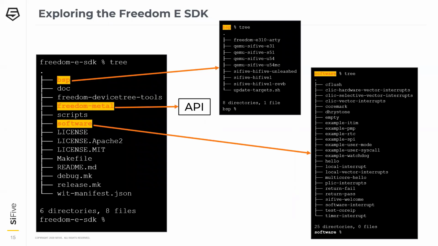Looking into the structure of the Freedom E SDK, there are a few directories of importance. The BSP directory, which has the device-specific files, the linker scripts, etc. Then there's the software directory, which has all the example programs. And again, we're adding more and refining them with each release. And finally, the Freedom Metal directory. And this essentially is the API for writing portable software for RISC-V Core IP.